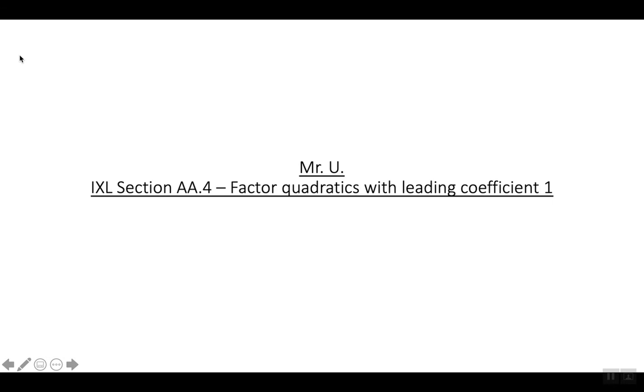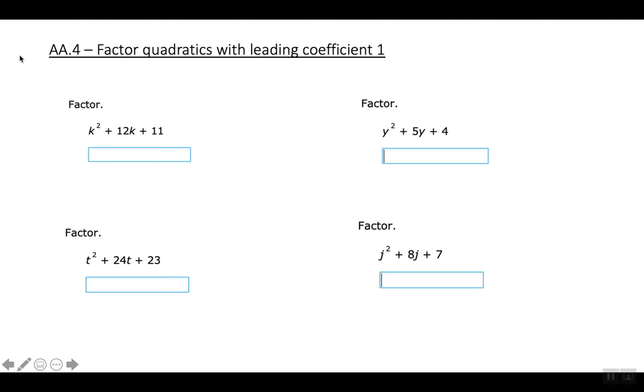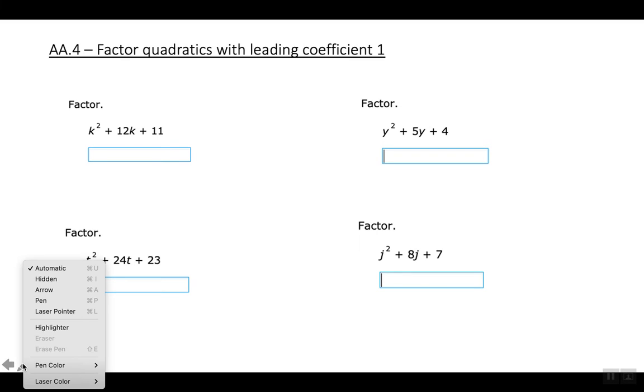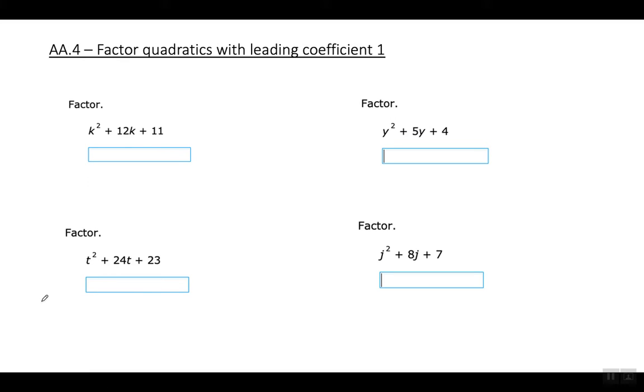IXL section AA.4, factor quadratics with leading coefficient 1. Okay, so as I've said before, these IXLs on factoring are extremely important. And this is a really good IXL to do because so many of the early problems are very simple. So if you're someone who doesn't know how to do this or is not very confident on factoring yet, this would be an excellent IXL for you to practice because most of the early problems are super simple and it'll really help you get the hang of what it is that you have to do.